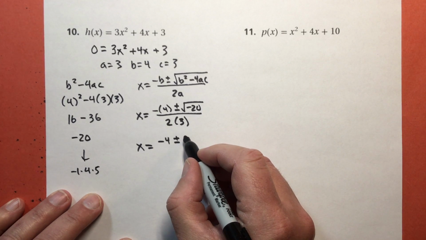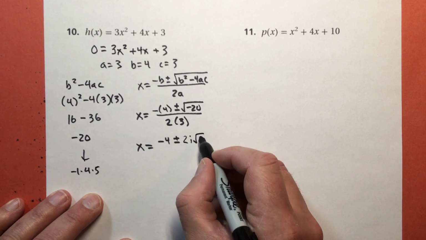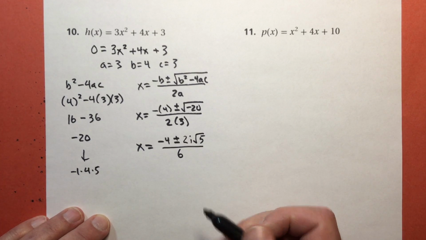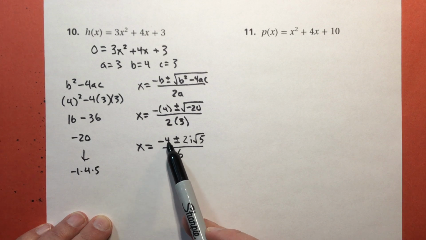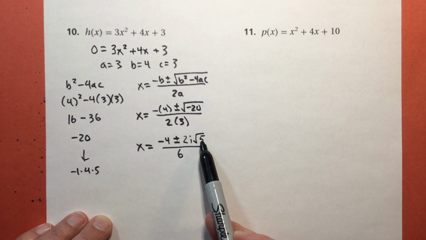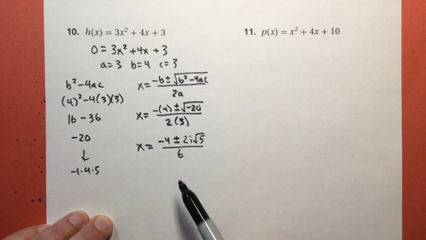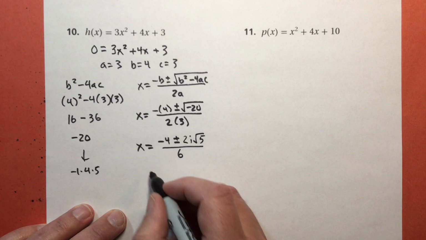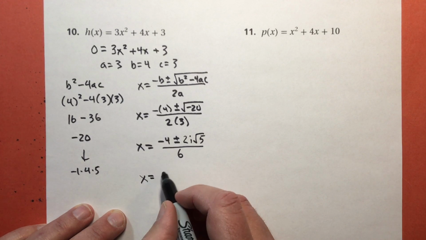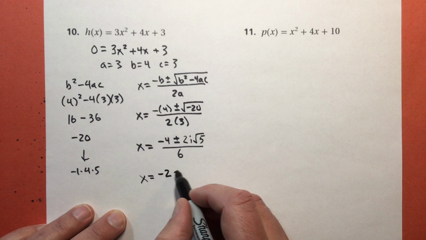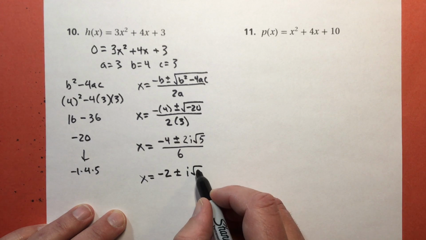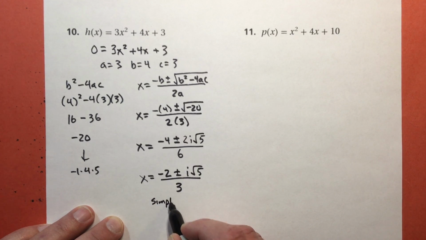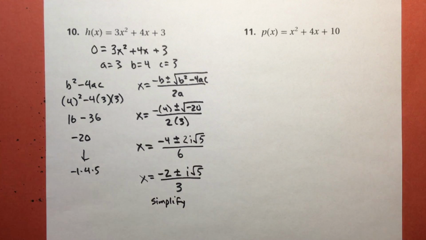So this is 2i square root of 5 divided by 6. And notice this is 2 times 2, this is 2 times i times square root of 5, and this is 2 times 3. So those 2's are going to simplify. I don't like to say the word cancel, but some people call it cancel. So I get negative 2 plus or minus i times the square root of 5 divided by 3. Make sure that you simplify.